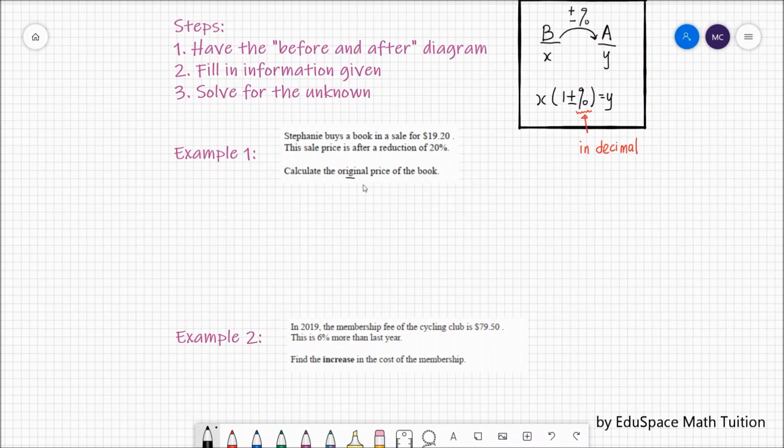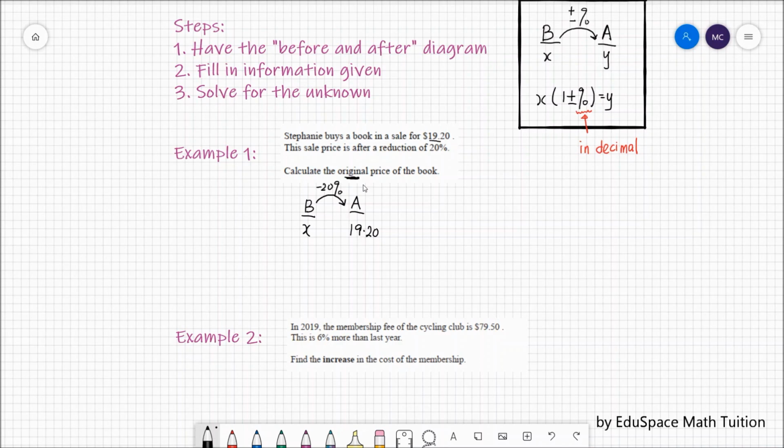So this question is actually asking for original price, which is saying that if you are going to draw the before and after diagram, we do not have the before value because your before value is your original price. However, we do have 19.2, which is your after value, which is after the discount. So from original price to the final price, there is actually a 20% reduction, or we can say 20% discount. So what we are going to do is we are going to complete this whole diagram and then convert this whole diagram into an equation.